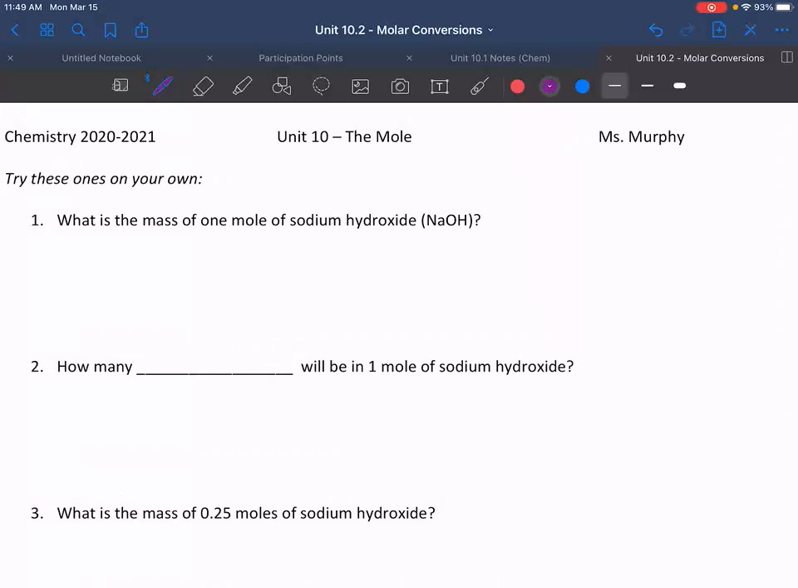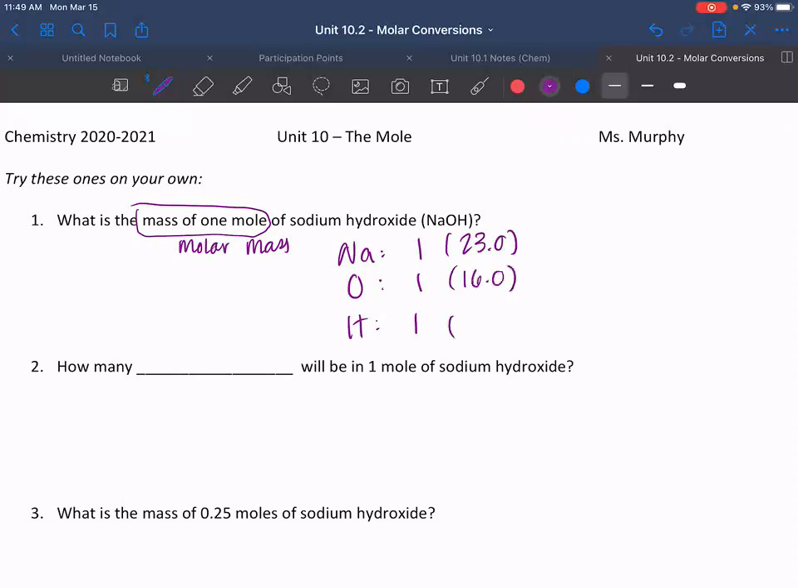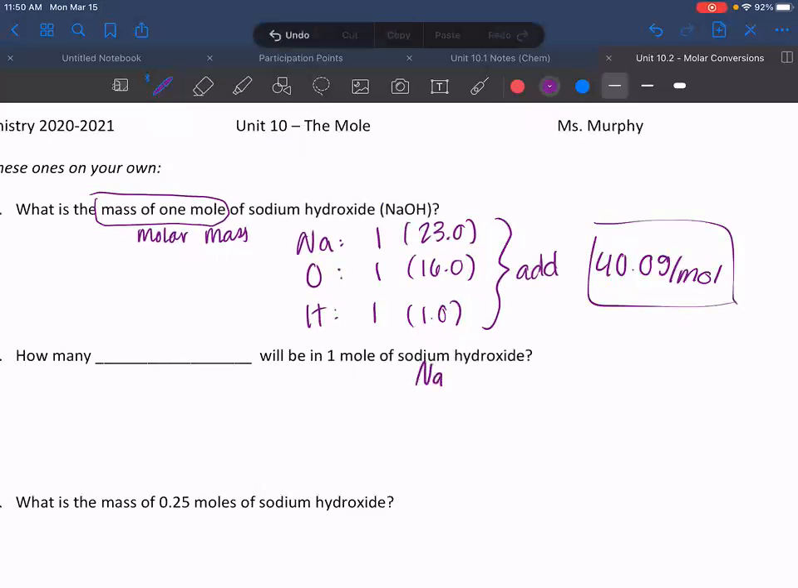Beautiful. Okay, so to figure out the mass of 1 mole, we're calculating the molar mass. We have 1 sodium, 1 oxygen, 1 hydrogen. So I'm filling in their masses from the periodic table. We add these up, you should get 40 grams per mole. So was there any question on how to calculate molar mass? Or are we feeling pretty good about molar mass? We like that.